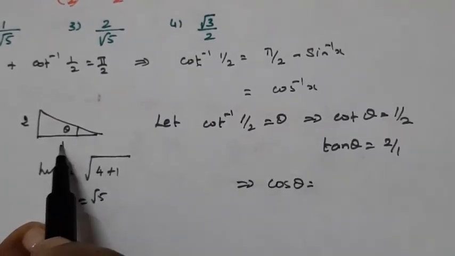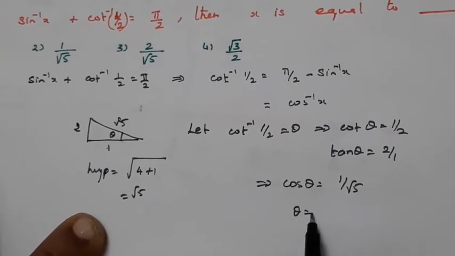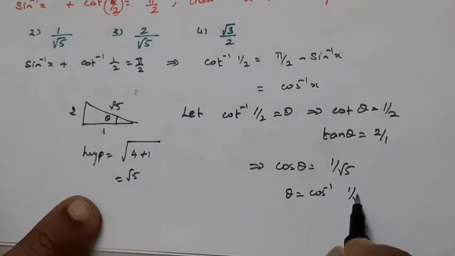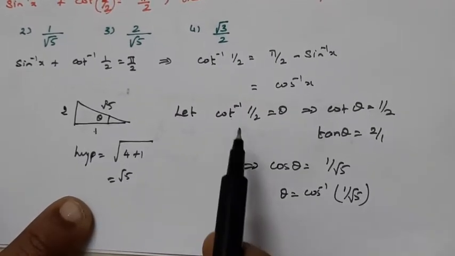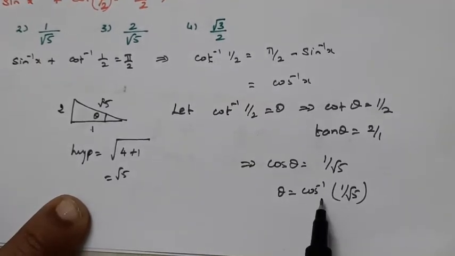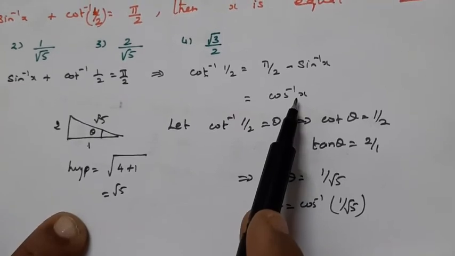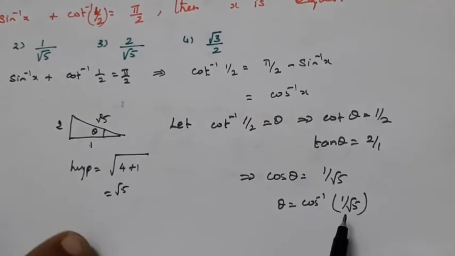Cos theta is equal to adjacent by hypotenuse. So, that is 1 by root 5, or theta is equal to cos inverse of 1 by root 5. So, by taking cot inverse of 1 by 2 as theta, we have transformed this cot inverse to cos inverse. So, what would be the value of x? As cot inverse of 1 by 2 and cos inverse of x are equal, the value of x is nothing but 1 by root 5.